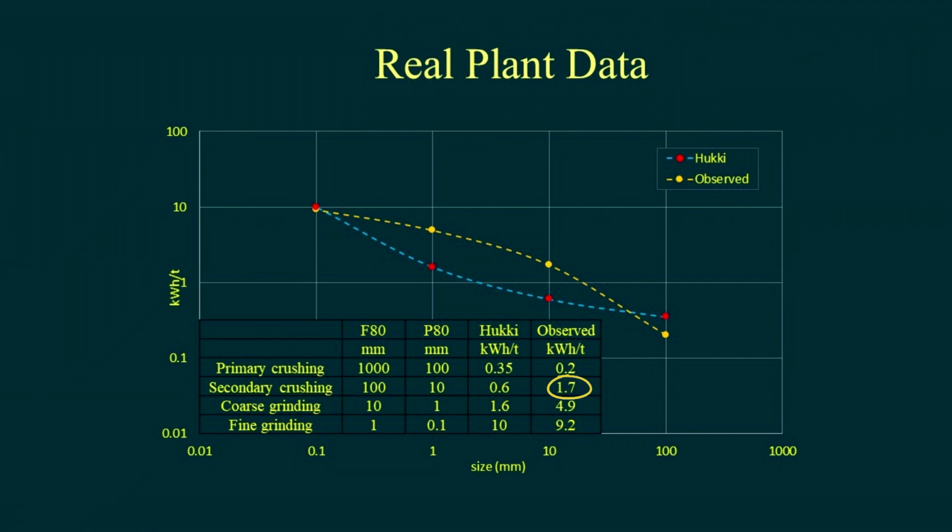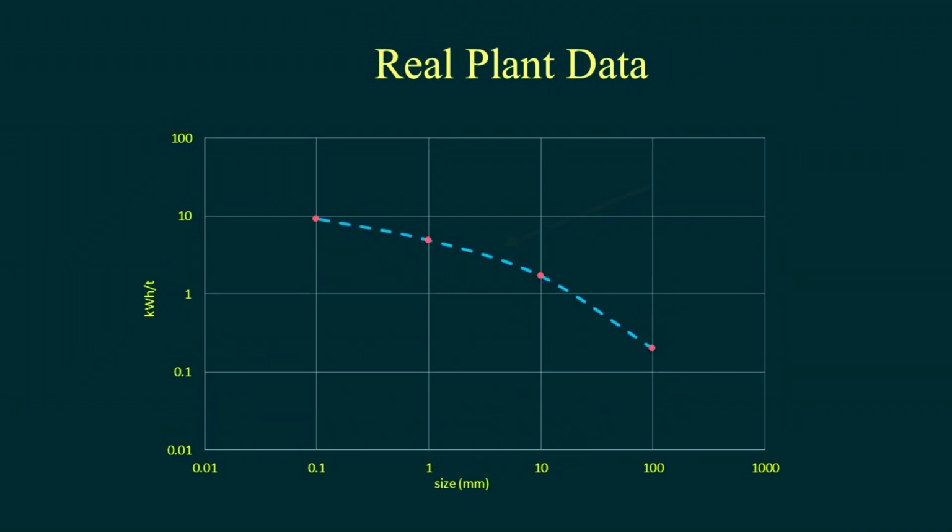Coarse grinding, I mean, 1.6 to me is ridiculous, and nearer 4.9. And yes, fine grinding, I'm happy with that. So that is more the shape, real data, not imaginary. And if you look at the gradients of those lines, it's not zero down at this end, it's actually minus 0.1 for down here. And at that end, it's minus 0.3. Yes, Bond is somewhere in the middle of it, but this is not following anything like what Hooky said it should be.